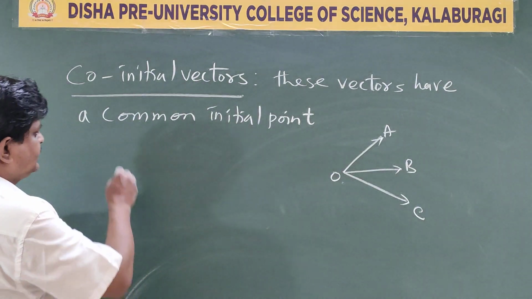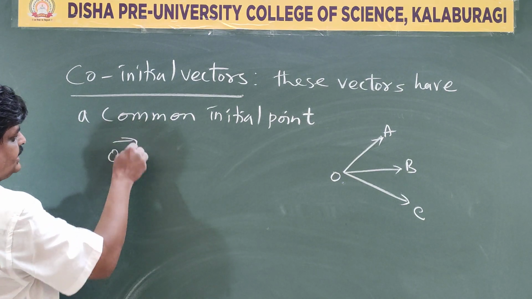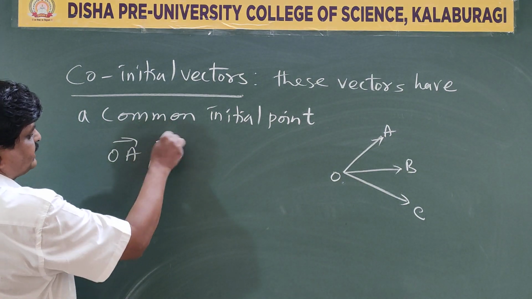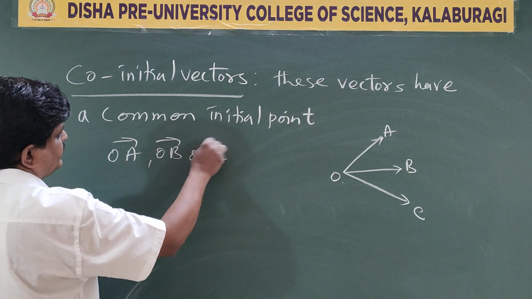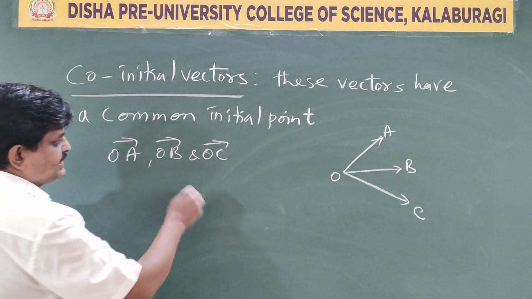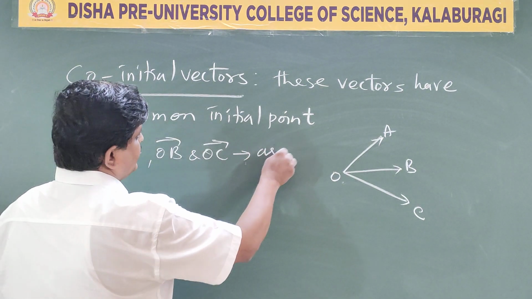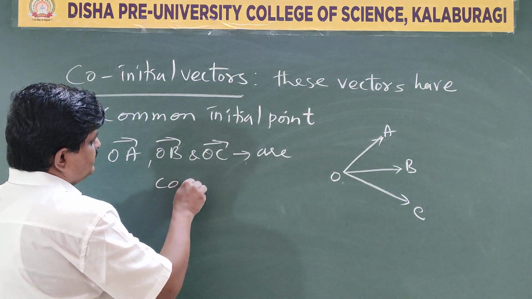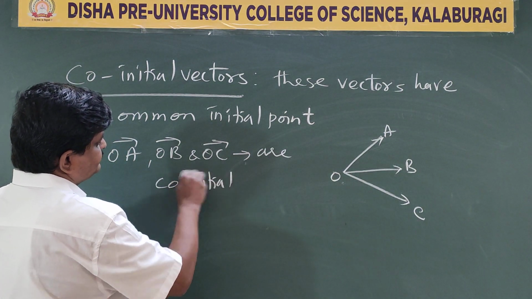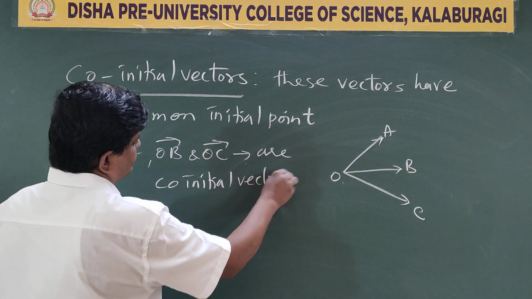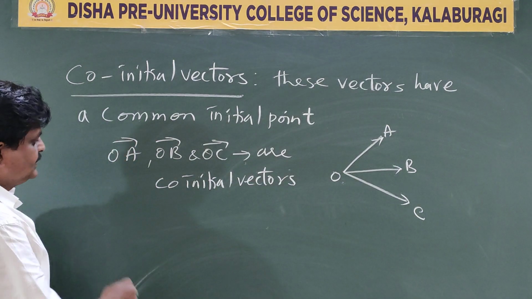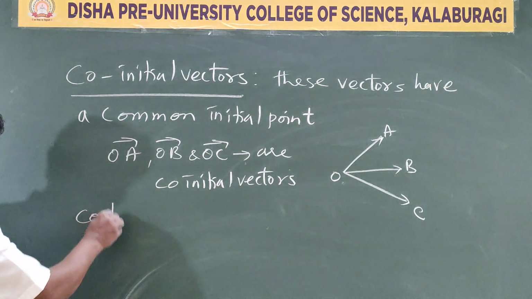Here I can say that OA is a vector, OB is also a vector, and OC is also a vector. But what is special about them? They have a common initial point, so they are the co-initial vectors. Okay, and the last one, coplanar vectors.